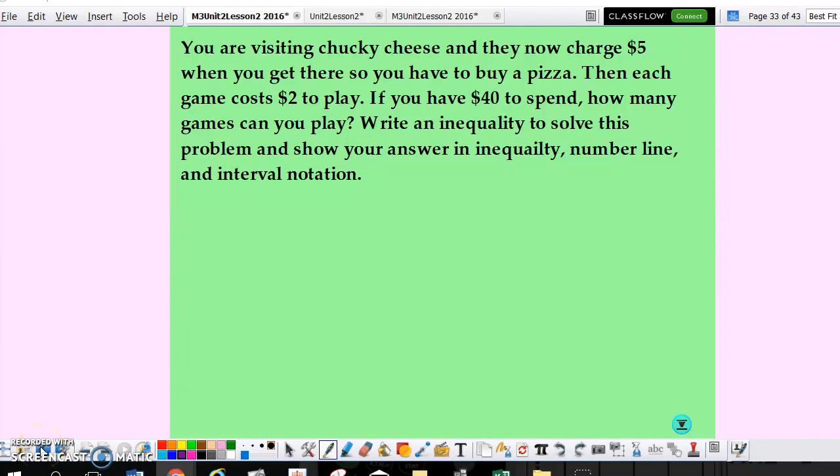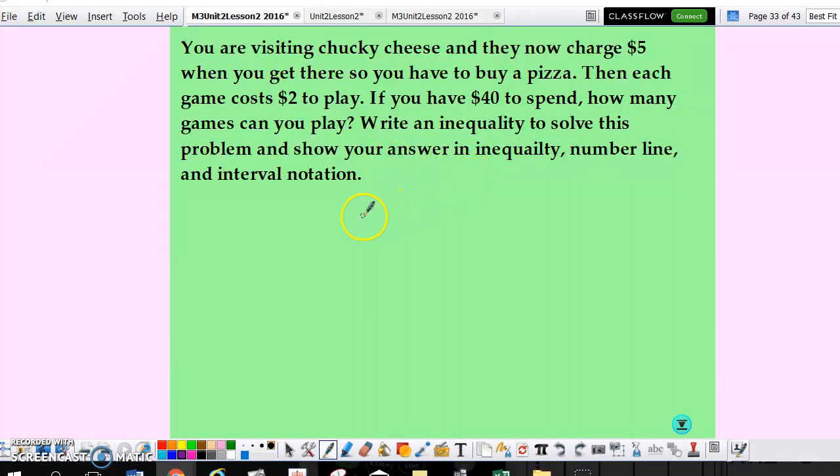You are visiting Chuck E. Cheese, and they now charge $5 when you get there, so you have to buy a pizza. Then each game costs $2 to play. If you have $40 to spend, how many games can you play? Write an inequality to solve this problem and show your answer in inequality, number line, and interval notation.